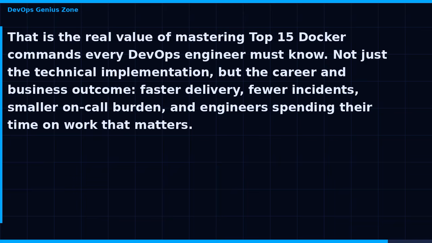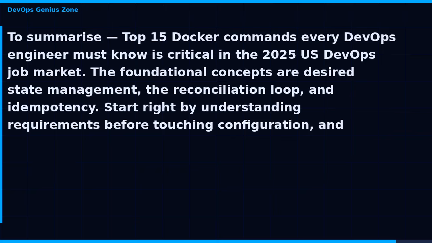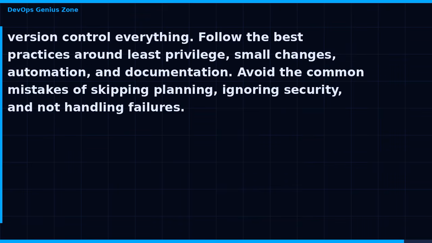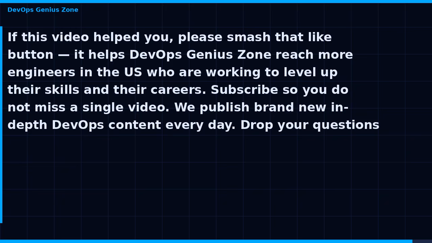To summarize, this topic is critical in the 2025 US DevOps job market. The foundational concepts are desired state management, the reconciliation loop, and idempotency. Start right by understanding requirements before touching configuration, and version control everything. Follow the best practices around least privilege, small changes, automation, and documentation. Avoid the common mistakes of skipping planning, ignoring security, and not handling failures.